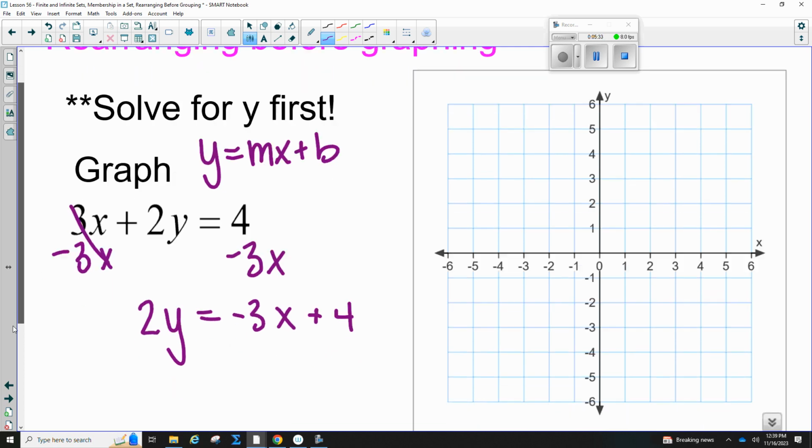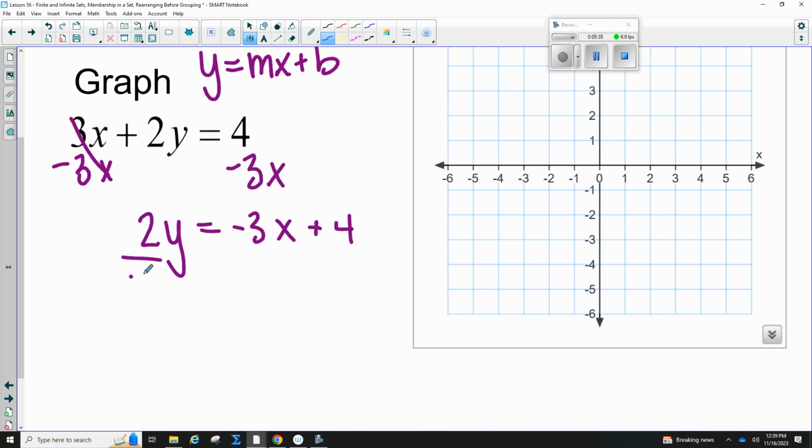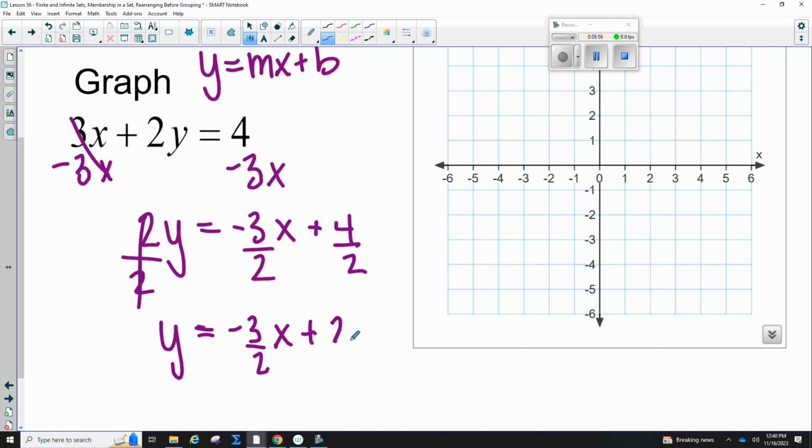And then we divide each piece by 2, all right? Divide every single thing by 2 when you divide. So this gives me my y by itself. You always pull this fraction out front because we want this to be the slope. All right, so I'm going to pull the negative 3/2 out in front of the x. And then plus 4 divided by 2 is just 2. So go ahead and divide that, okay? All right, now we can graph the line.